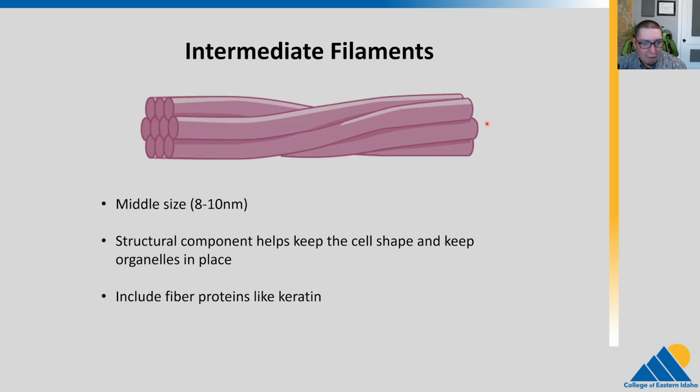Okay, intermediate filaments are just that, intermediate in size, 8 to 10 nanometers. These are structural components that help keep cells shape and keep organelles in their place. They include fiber proteins like keratin. Intermediate filaments are technically not really found in plants.